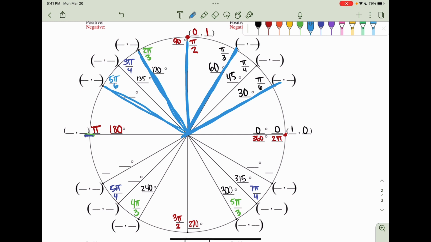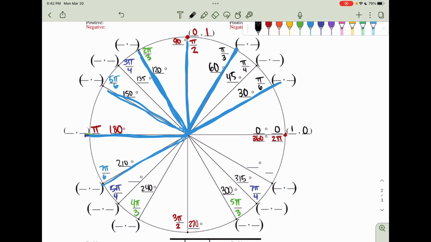Now 5 pi over 6 is 15 degrees past 135. So that is 150 degrees. And notice that's 30 degrees shy of 180. So my next pi over 6 lands at 6 pi over 6, just pi, 180. Then we go another pi over 6. That is 7 pi over 6. And that is 30 degrees past 180, so that is 210 degrees.